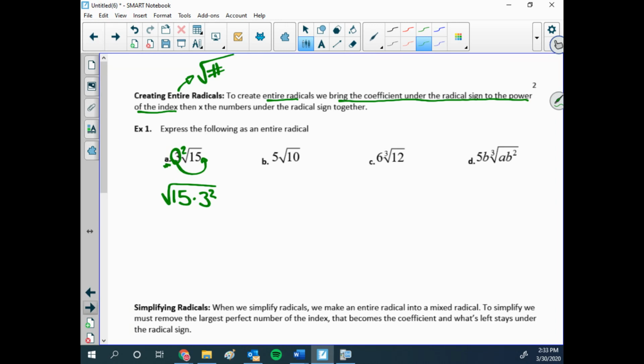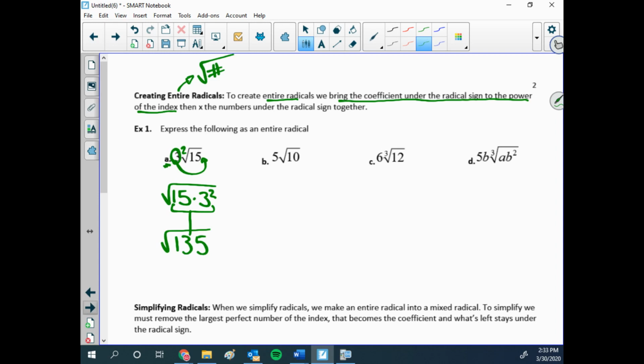So 15 times 9 is 135. And all I do is simplify these. I don't need to put it in my calculator underneath the root sign. I would only use the calculator to verify, because this is an irrational number. So I don't want to put it in my calculator; I want to leave it as a radical.